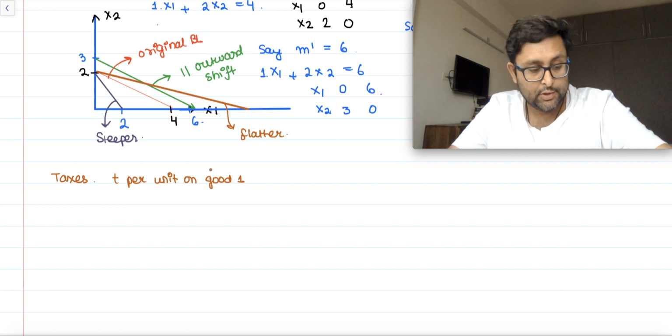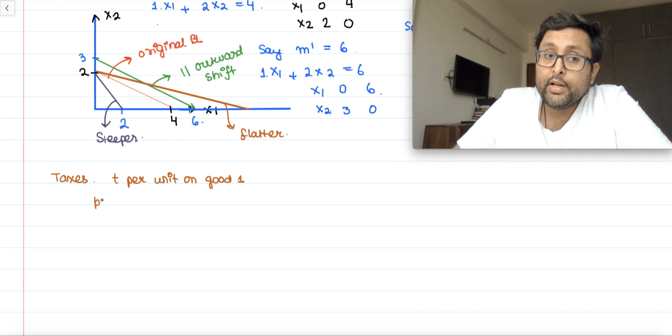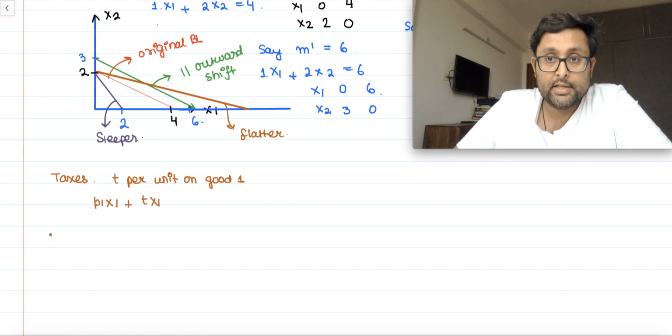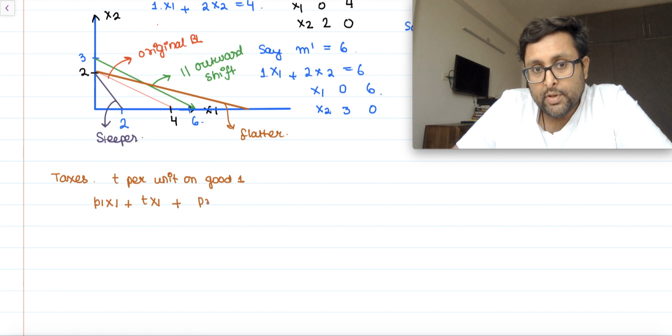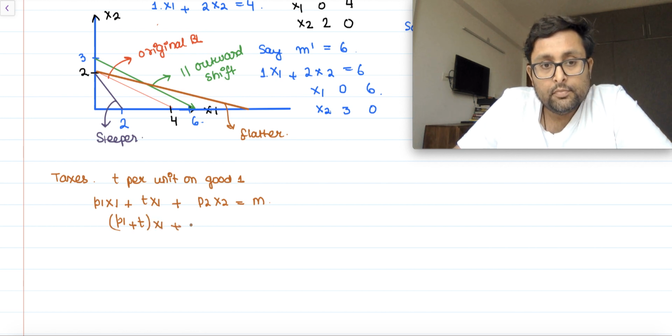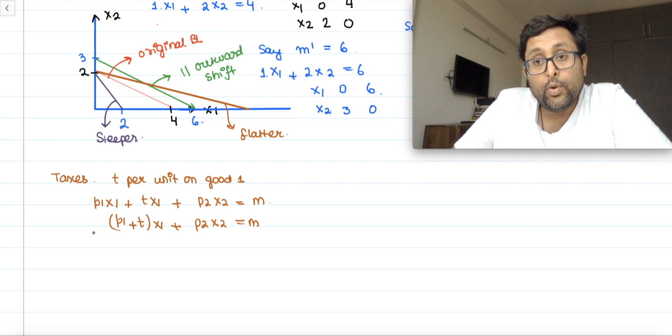Let us say you put a tax of rupees T per unit on good one. Then what happens? Earlier the expenditure which you were making on x1 was P1 x1. But now for every unit of x1 which you are consuming, you also have to pay the tax, so the expenditure increases by this amount. The expenditure on x2 is the same, P2 x2, equal to M. So this could be written as (P1 plus T) x1 plus P2 x2 equals M.